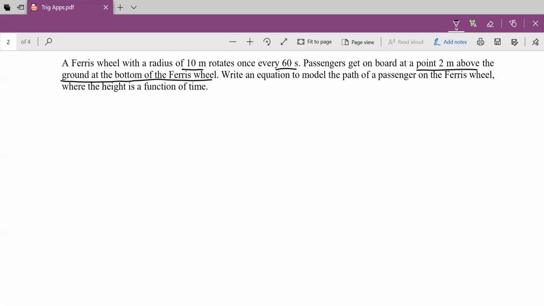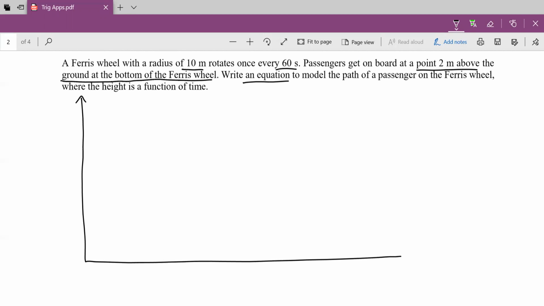Okay, and then it says write an equation. It doesn't tell us what equation to write. In fact, I'm going to write the same equation 4 different ways. Or I'm going to write 4 different equations for the same graph. It's probably a better thing to say. Now, before I do that, always draw a picture.